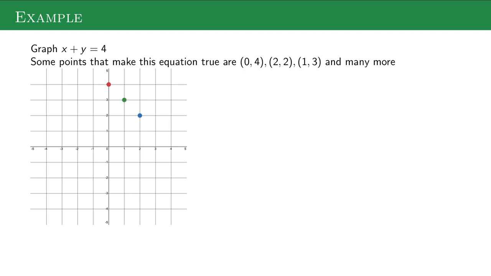There's an infinite number of points that are going to work, but generally you see a pattern happening, and the pattern here is you get that straight line. This purple line is actually the full graph of x plus y equals 4. It's just all the points that make the equation true. So 4, 0 would also work down there.